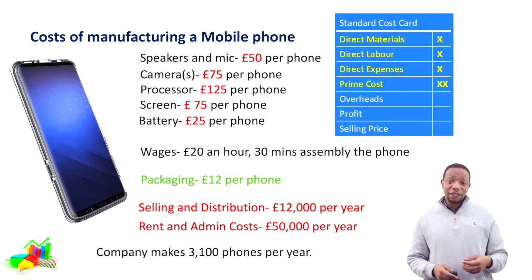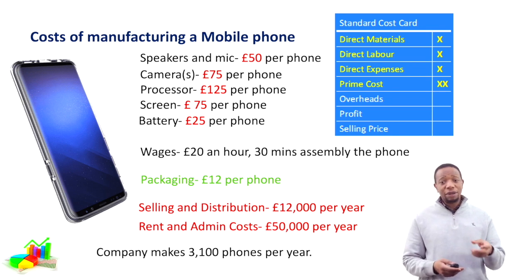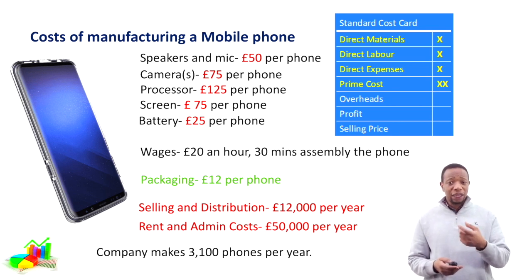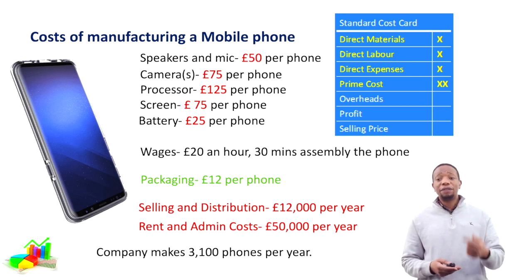And then you're given these other costs, the overheads. Selling distribution, 12,000. Now notice it says per year, rent and admin per year. Then we're told that over the year, we are only going to sell 3,100 phones. So what we need to make sure is we cover all these costs, including the 12,000 and the 50,000.